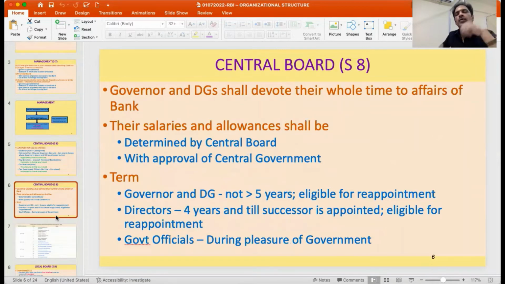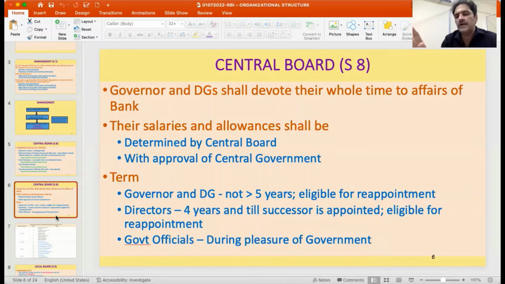Then the governor and deputy governor shall devote their whole time. So governor and DGs are whole-time members. Their salaries and allowances are determined by the central board with the approval of the central government. The general term of the governor and deputy governor is not more than 5 years and they are eligible for reappointment. But the general trend has been to appoint them for 3 years and give them an extension.